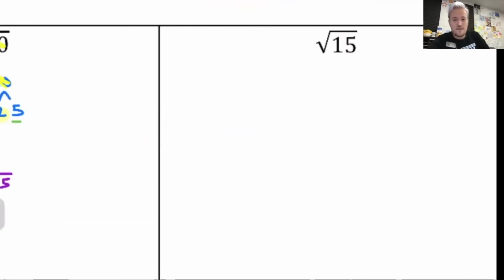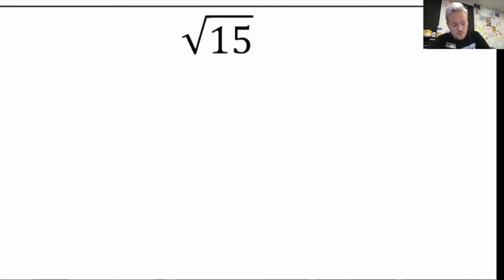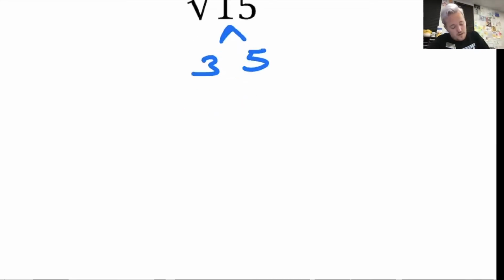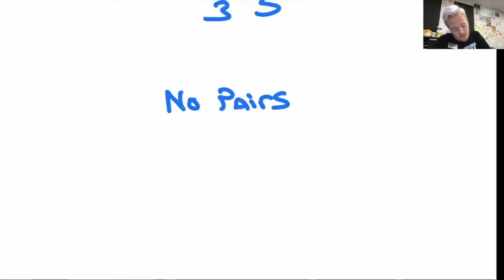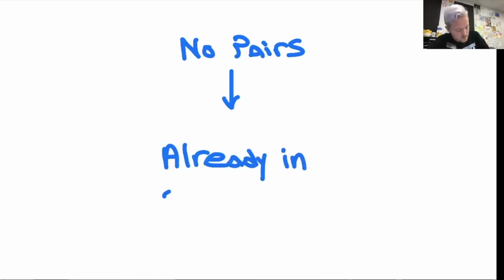All right, and number 15, some of you may have gotten a little stumped on this one. That's okay, it's to be expected. When you break down 15, oh my gosh, I cannot draw a 3. It's only going to be 3 and 5. There's no pairs. Nothing else can be rewritten. So because there are no pairs, it's already in simplest form. My handwriting is so terrible, I am so sorry.